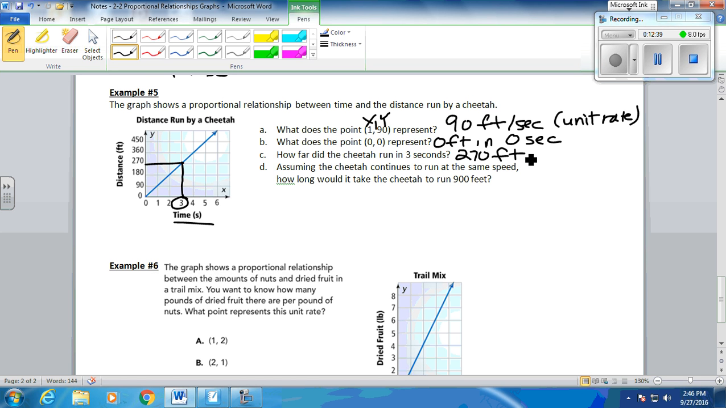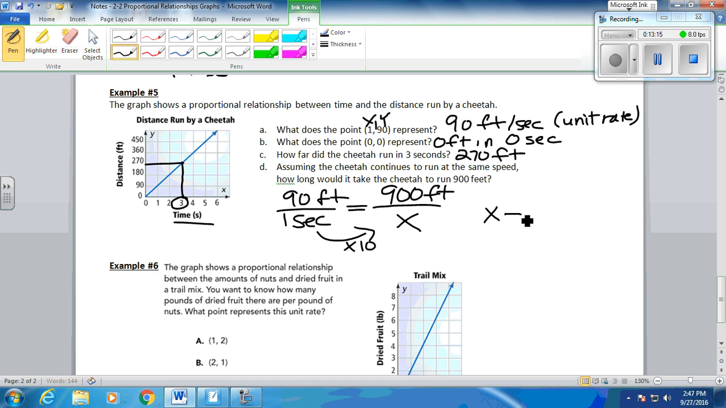And then it says, assuming that the cheetah continues to run at the same speed, how long would it take the cheetah to run 900 feet? Well, I can set up here, if it's a unit rate of 90 feet per second, a proportion. They are saying he runs 900 feet, so the 900 feet would go in the numerator because I'm setting things equal across from each other in a proportion. I'm looking for the time. How do I go from 90 to 900? I would multiply by 10, so I would multiply by 10 on the bottom as well. So I would say 10 seconds. I'm going to have you try number 6 on your own. When you come back, the answer will be there.